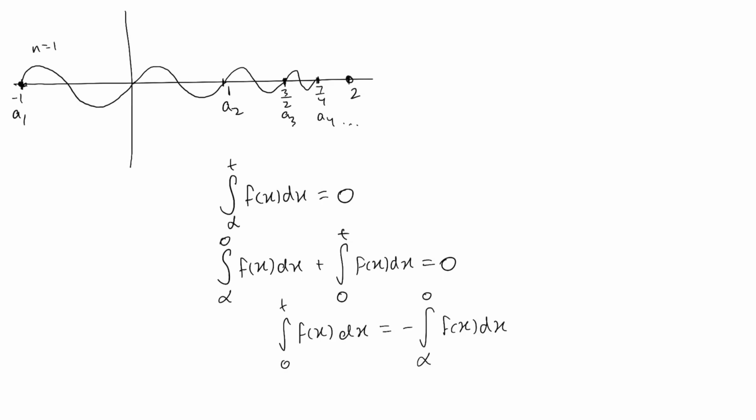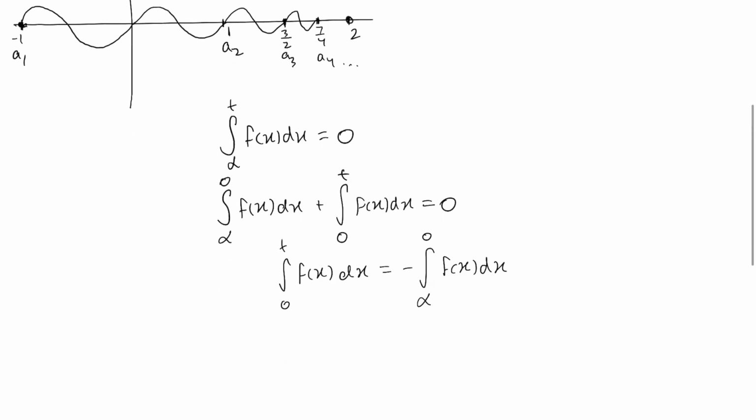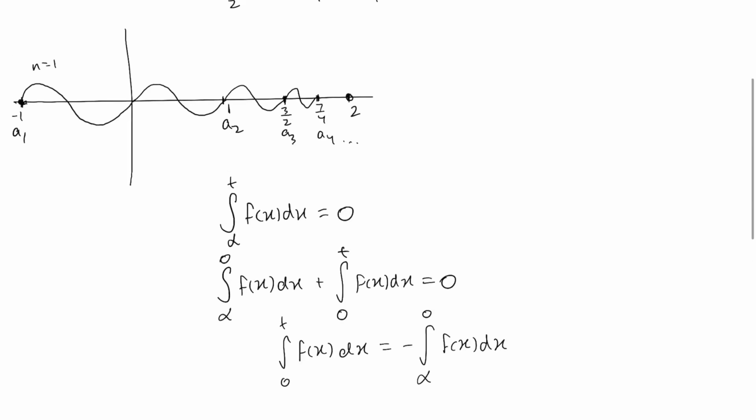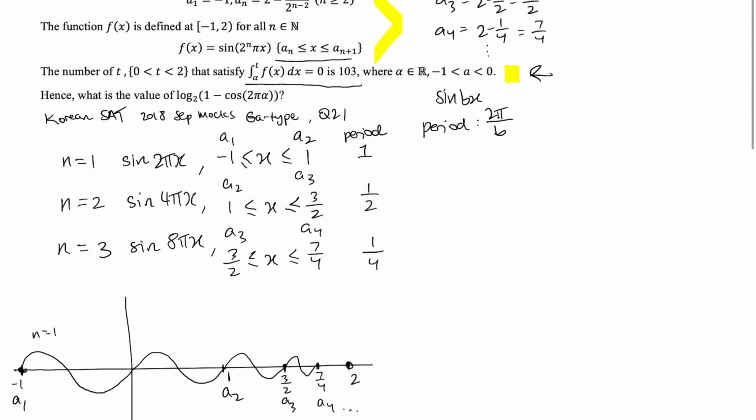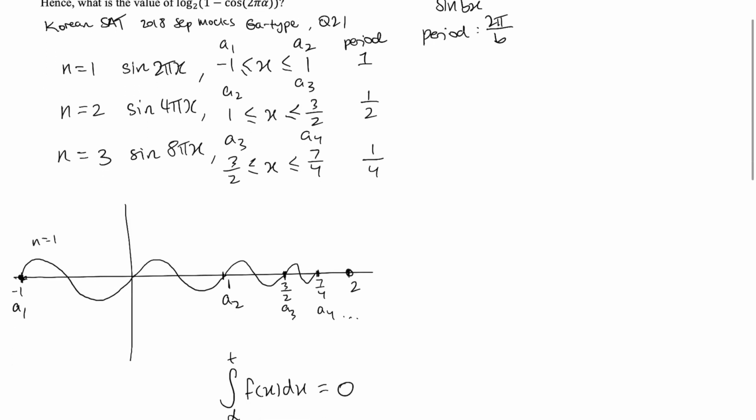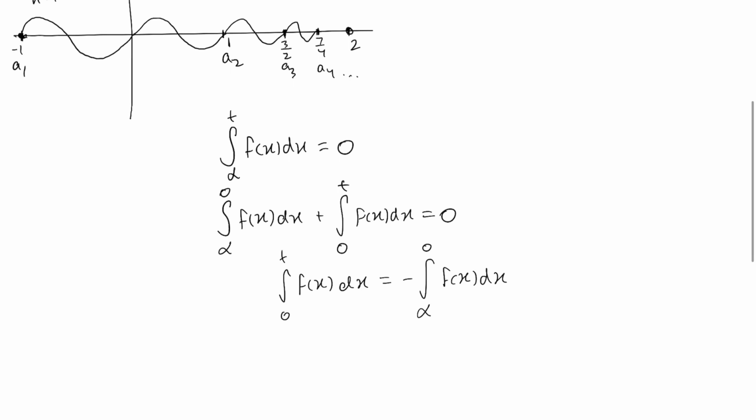the integral from 0 to t of f of x dx is equal to the negative integral from alpha to 0 of f of x dx. The reason we can split it like this is if we look at the upper and lower bounds of alpha and t: t spans from 0 to 2 and alpha is from -1 to 0. That means the upper bound of alpha is 0 and the lower bound of t is 0, so we can use 0 as, I guess we can call it, the middle point.